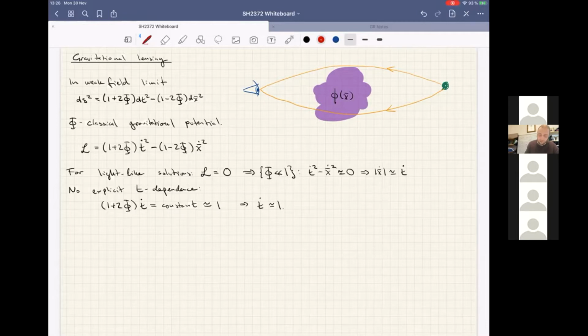So that essentially solves the t Euler Lagrange equation. So what we have left to solve now, or left to look at, is the Euler Lagrange equations in the x direction.